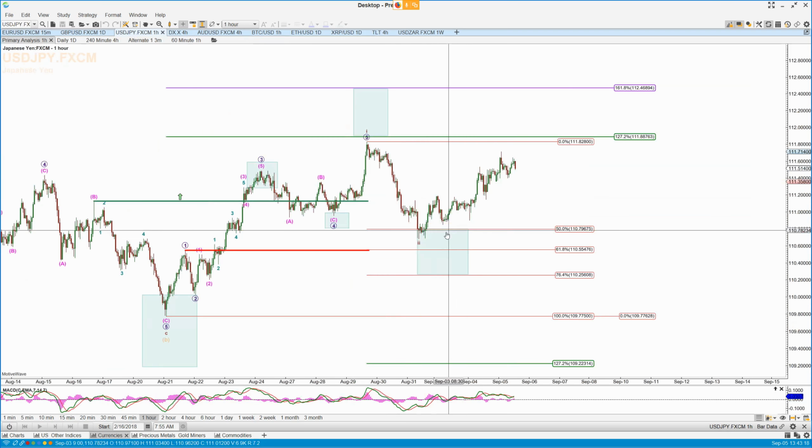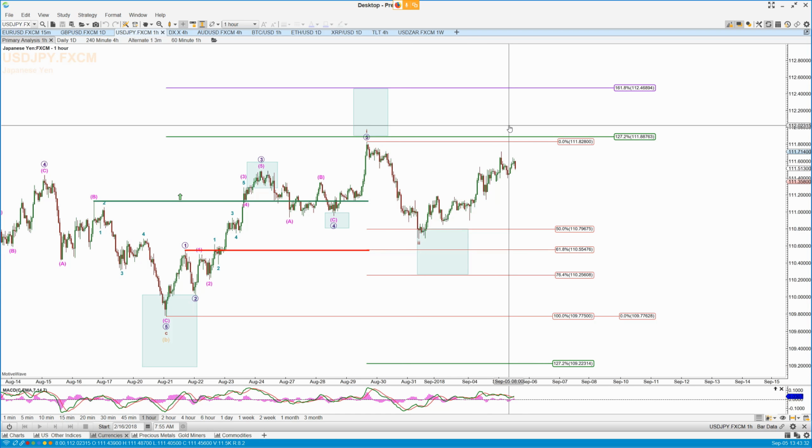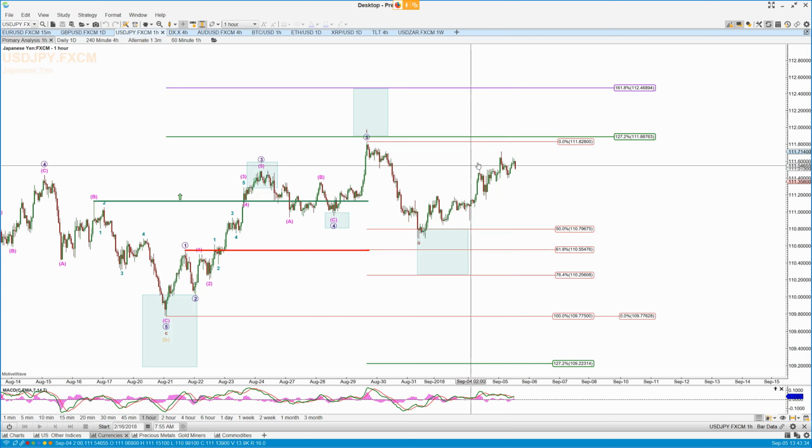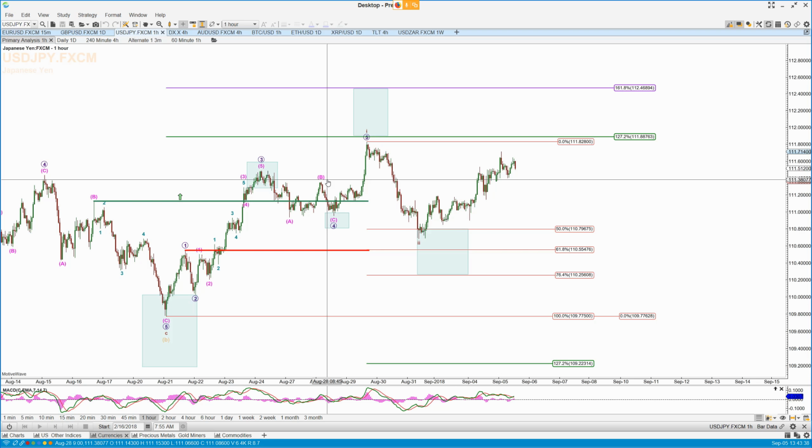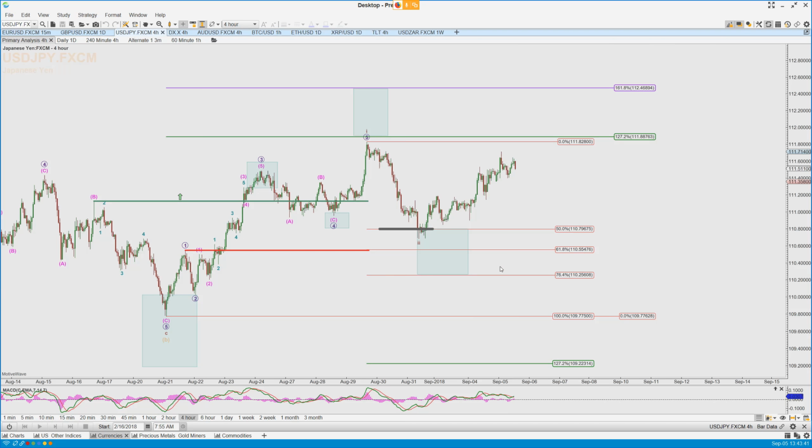Okay, US dollar, Japanese yen. So it got long in at the 110.79 fib hit here, and looking for this to now take out this 111.88 recent high. Sorry, 111.82. Stops are already at entry, so don't need to worry about it, and just see if the pattern plays out. But it looks to me like we've got an A up, we should get a B back, and then so on and so forth in this.